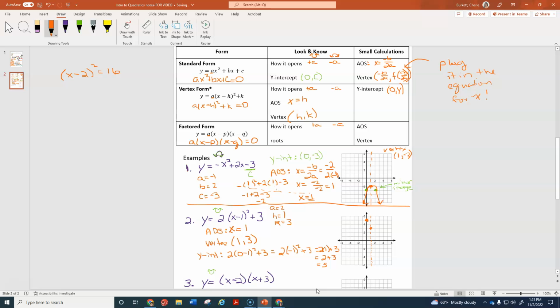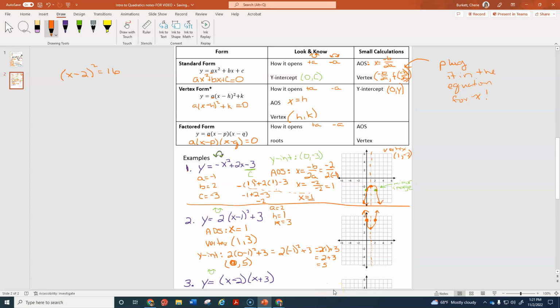So my y-intercept, you probably want to write it as an ordered pair. It's (0, 5). And don't forget, we now can find the mirror image. The y-intercept is 1 unit away from the axis of symmetry, so on the left side, so go 1 unit away on the right side. There's the mirror image, and now you get your parabola.